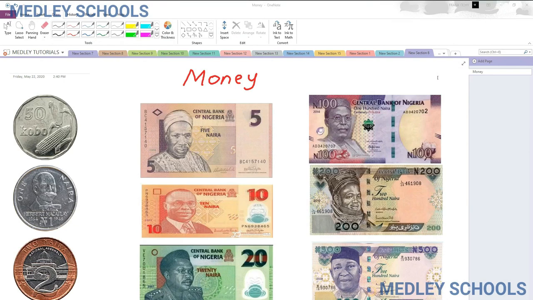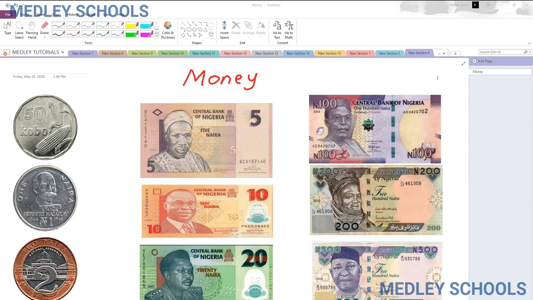What do you understand by money? Money is defined as the medium of exchange. It is used to pay for items and for services. For example, if I want to buy a pencil, I will have to pay money to the seller to get that pencil. If somebody renders a service, the person is paid using money.